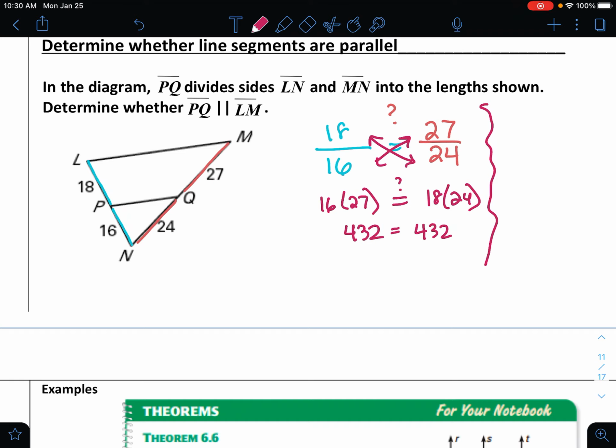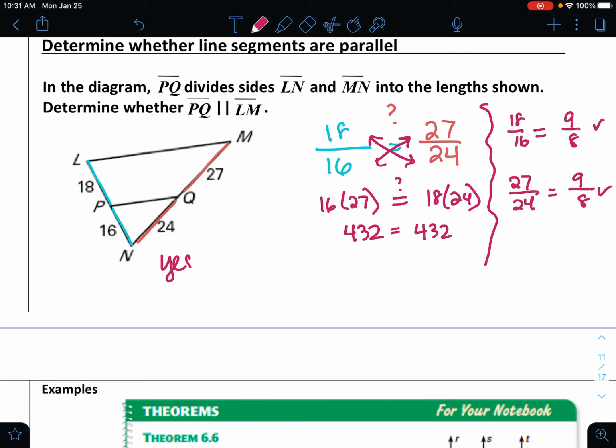Another way to do this is we could just reduce these fractions down. If I take 18 over 16 and reduce it down, I can divide both numbers by 2 and get 9/8. Do I get 9/8 when I reduce 27 over 24 down? I can divide by 3. 27 divided by 3 is 9. 24 divided by 3 is 8. That's another way to do this.